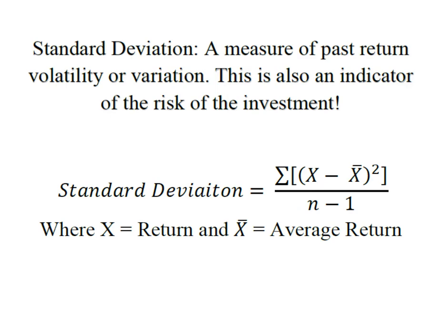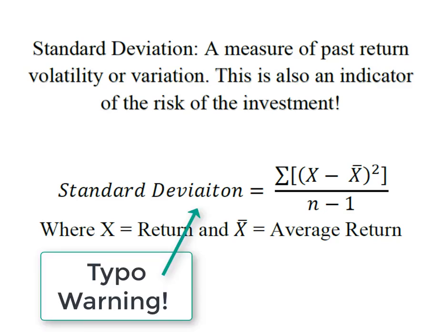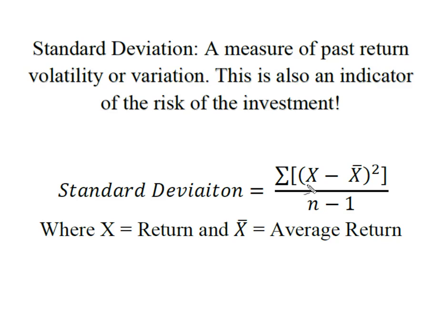The standard deviation is a measurement of past return volatility or variation, and we are able to associate volatility and variation with risk. In other words, the more unreliable or the more varied our returns are, the higher the risk is in the investment. The way that we find the standard deviation is we take each individual return, subtract the average, and square it. Next return minus the average, square it. Once we've done that for all of the returns, we sum them all together. Because we deal with samples of returns, we divide that sum of the squared deviations by n minus 1, and this gives us the standard deviation.